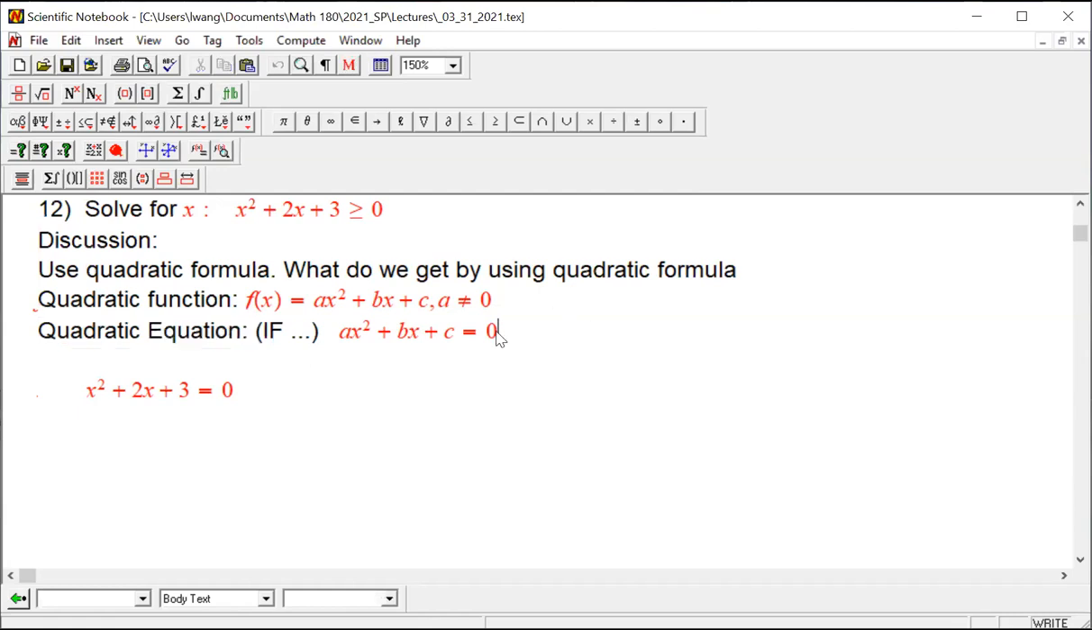And now we understand, and Cortland mentioned this, when do we set f of x equals 0? That's setting y equals 0, right? That's when we're trying to find x-intercepts. So a quadratic equation gives us the x-intercepts. So that quadratic formula.